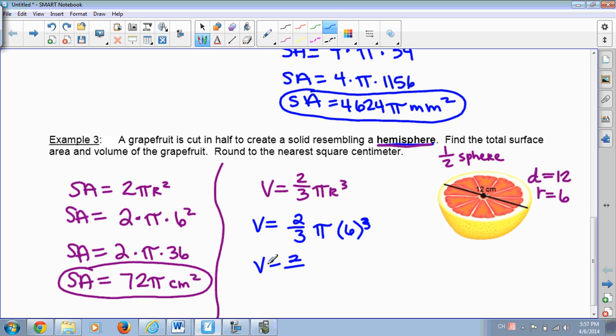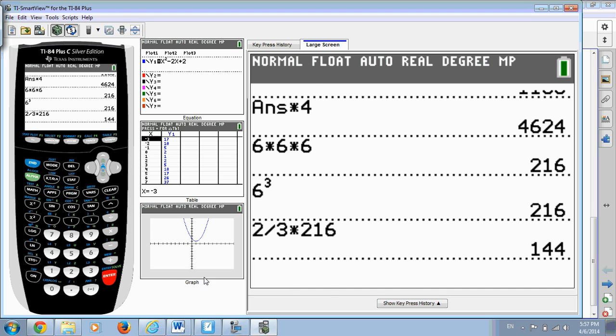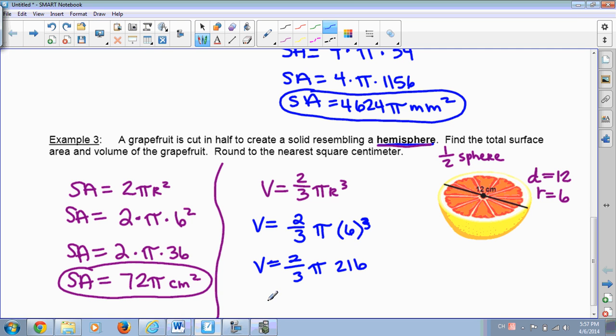So we have 2/3 pi times 216. In your calculators, you're just going to do 2 divided by 3 times 216, and you get 144. So the volume of our half of a sphere, or hemisphere, is 144 pi centimeters cubed. Because we are doing volume, everything is cubed.